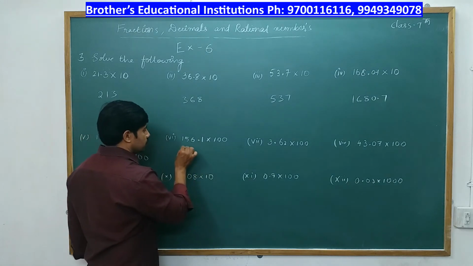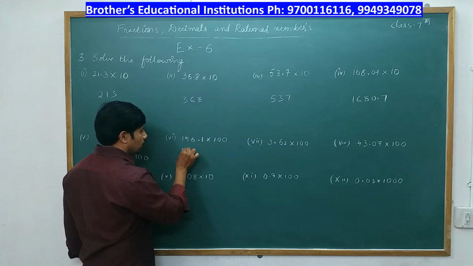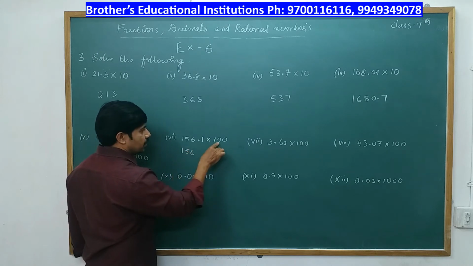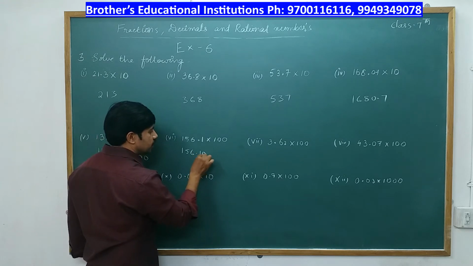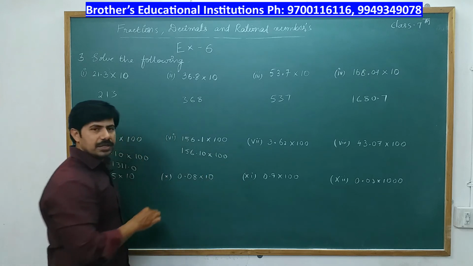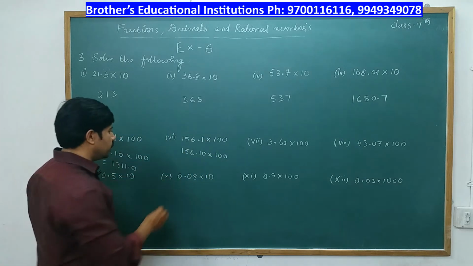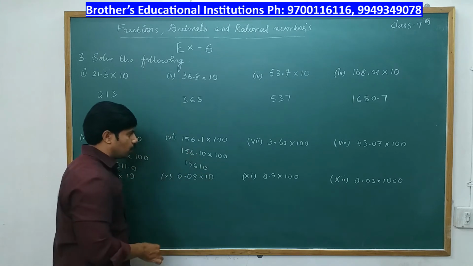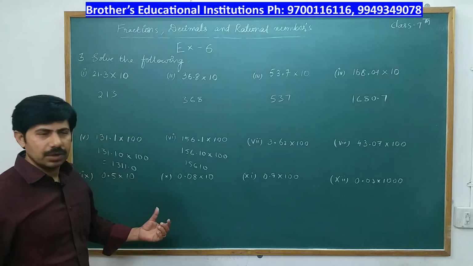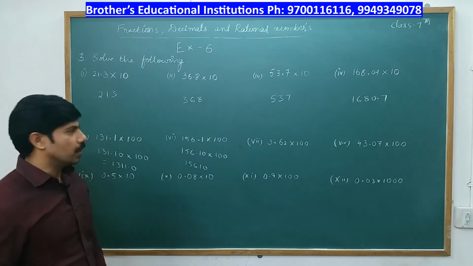156.1 into 100. So 156, we have two zeros. So after decimal we need two digits. So that is the reason I am adding one more zero here. Write this 100. Now I will shift the decimal after two digits. So we get 15610. Okay. Now we will go to the next one.